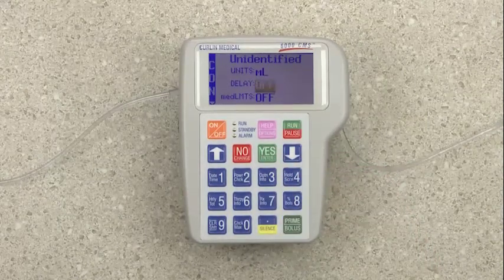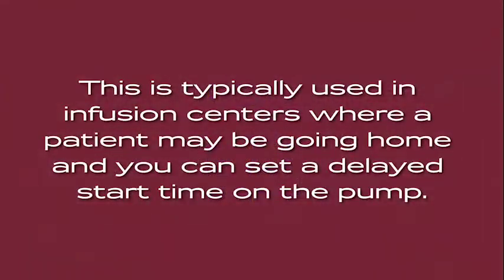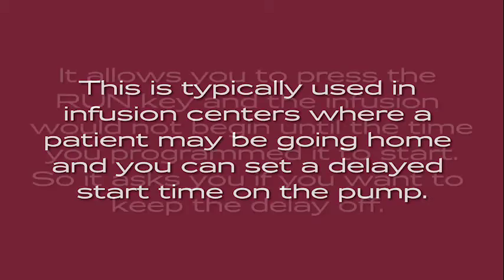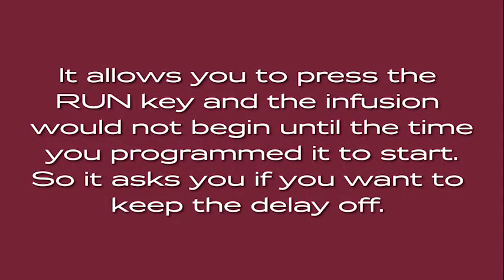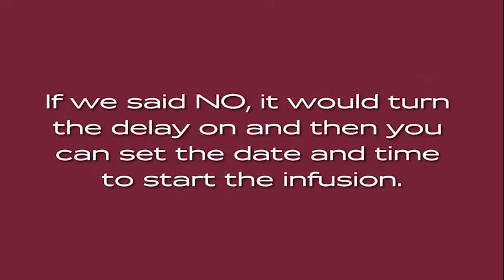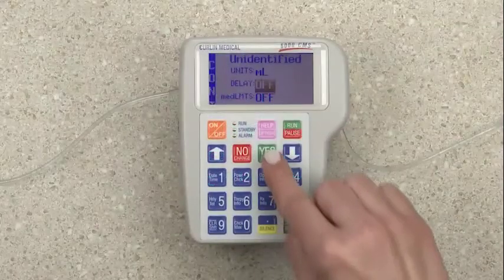The next screen is a delay start feature. This is typically used in infusion centers where a patient may be going home and you can set a delayed start time on the pump. It allows you to press the Run key and the infusion would not begin until the time you programmed it to start. So it asks you if you want to keep the delay off. If we said no, it would turn the delay on, and then you can set the date and time to start the infusion. So we'll say yes to off.